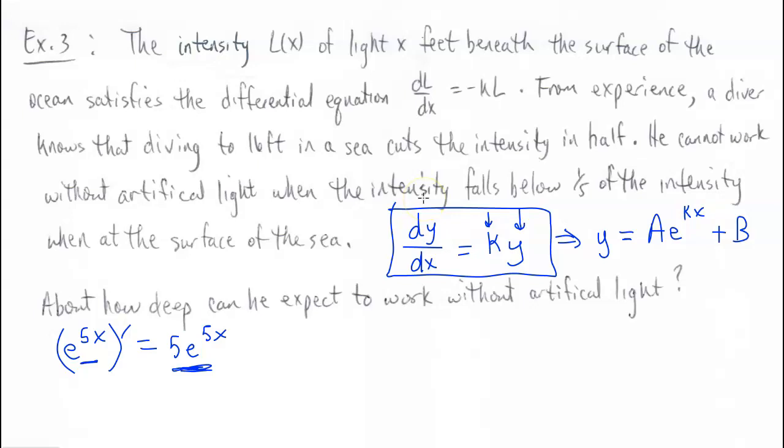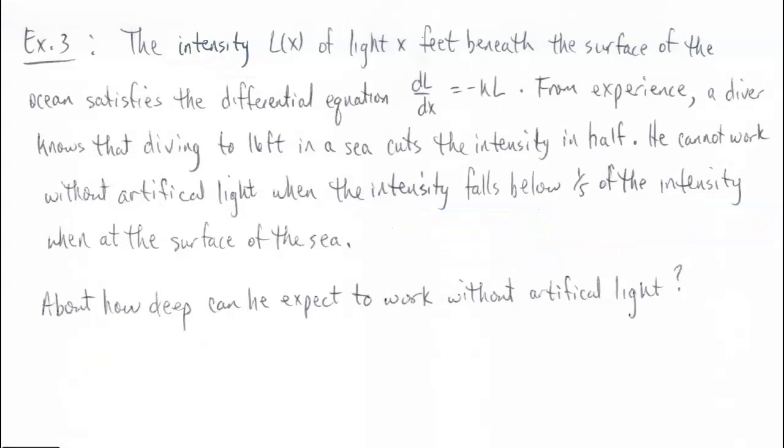In the problem that I'm going to do for you, I'm actually going to go through what that looks like when we do it. But in general, that outcome is going to look something like this. And normally we will leave off this constant here unless it's just absolutely needed. Okay. All right, so for example 3, we see that the intensity L of x of a light x feet beneath the surface of the ocean satisfies this differential equation that we see here.